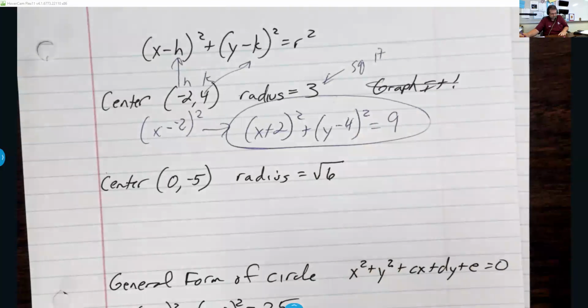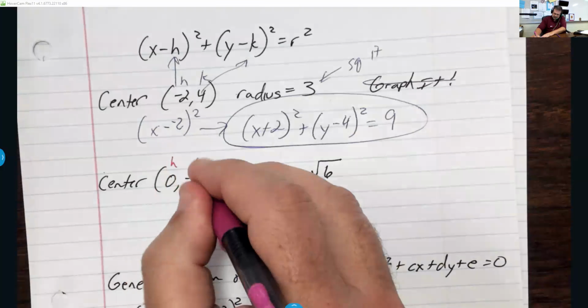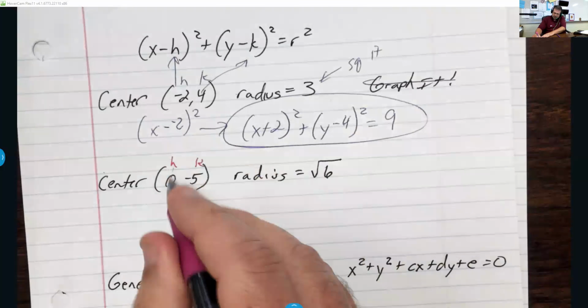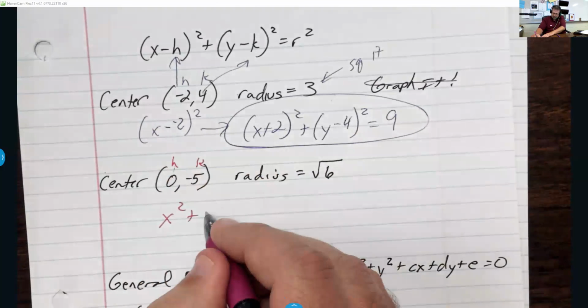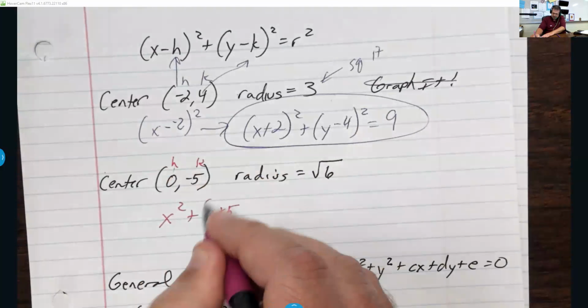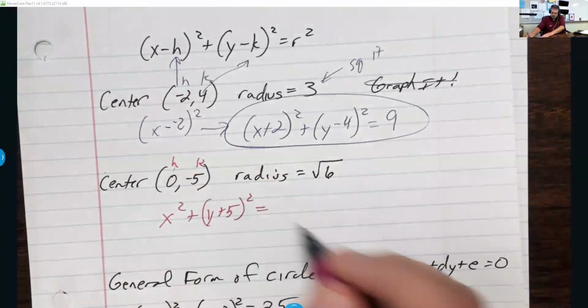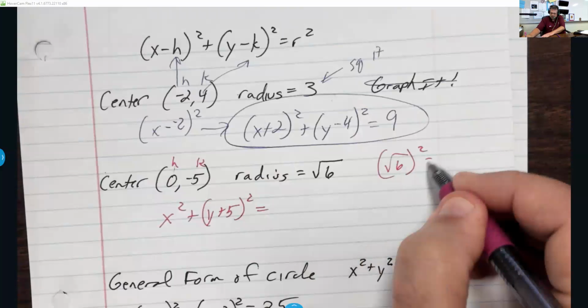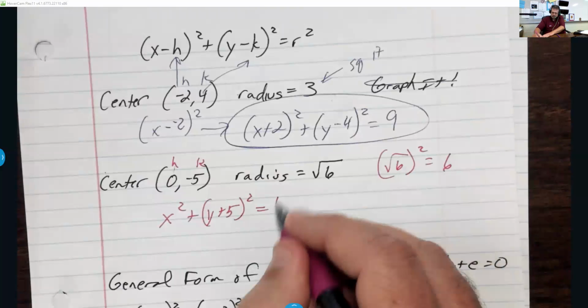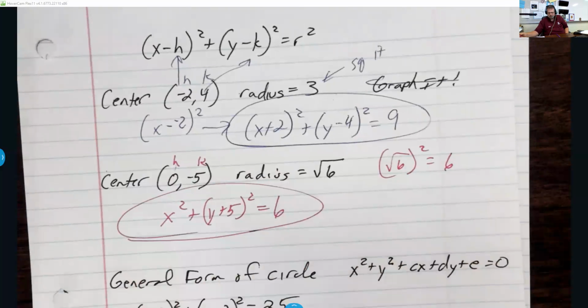Okay? So now we have this one. Center is at 0, negative 5. Radius is the square root of 6. Well, if this is h and this is k, well, there's no h, so that's going to be x squared plus y plus 5 all squared is equal to, and what we have to do is take the square root of 6 and square it, which is 6. And there's my standard form.